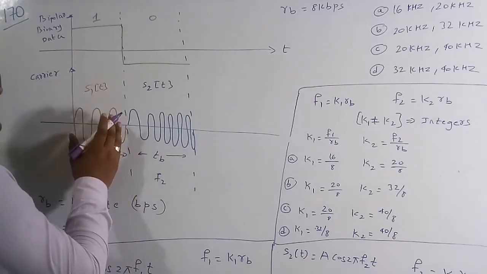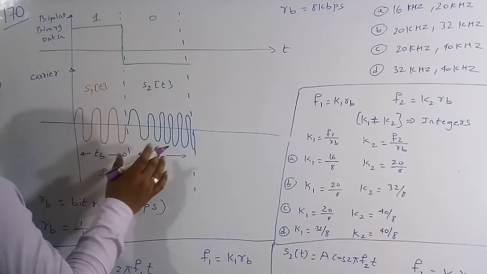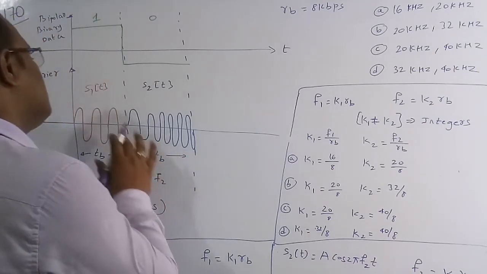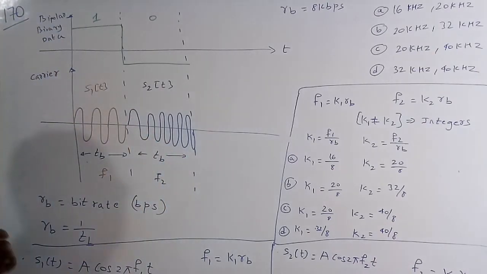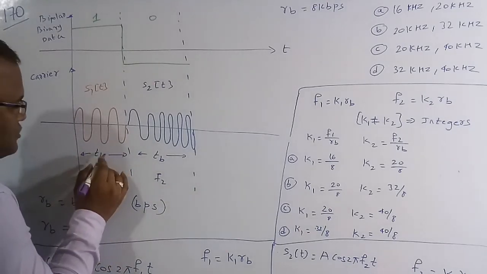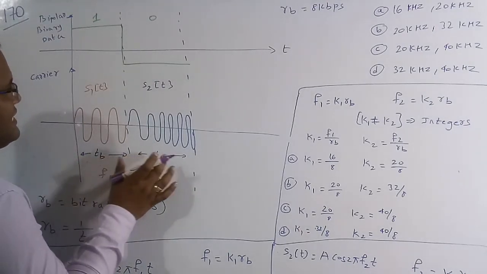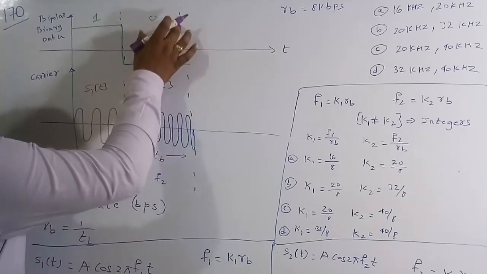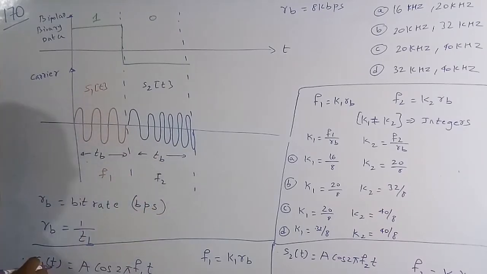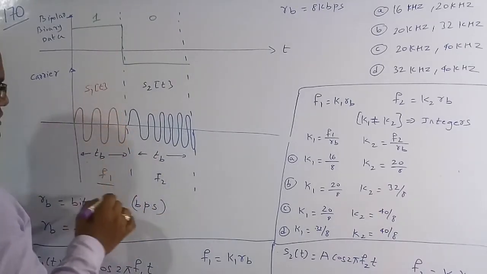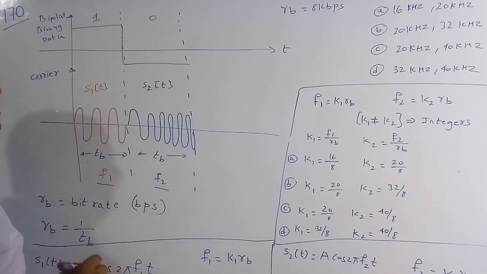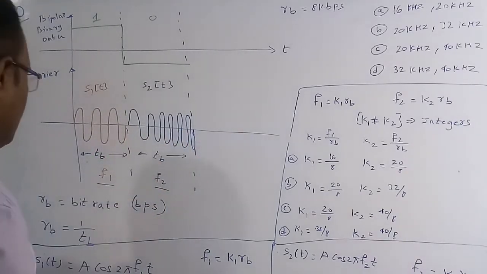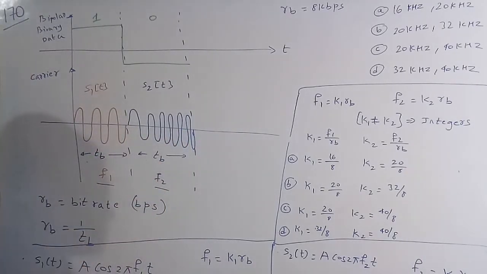The frequency of S1(t) I assume in this range, and S2(t) is a signal in this range. The frequencies are different, but the time period is the same. The total time interval Tb is the same for each: for 1 the time interval is Tb, and for 0 the total time will also be Tb. F1 is the carrier frequency of S1(t), and F2 is the carrier frequency of S2(t). Here Rb is the bit rate, in bits per second, so the formula is bit rate Rb equals 1 by Tb.